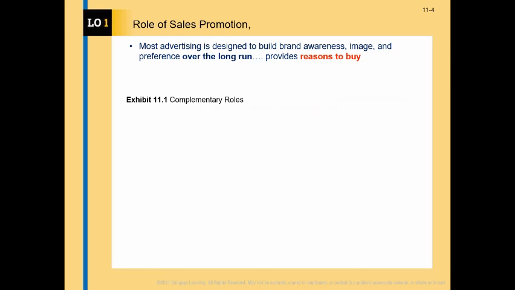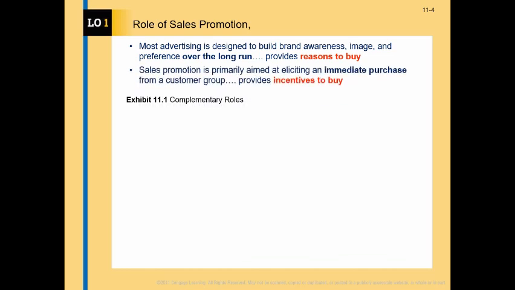On the other hand, what sales promotion does primarily is to trigger immediate purchase, immediate action by the consumers, right? You want to provide incentives to buy. So that's why an integrated marketing communications campaign, ideally speaking, should incorporate various tools of the promotional mix, of course, depending on the product, the brand, etc. By having different tools of the promotional mix deployed, you can accomplish different goals, right?